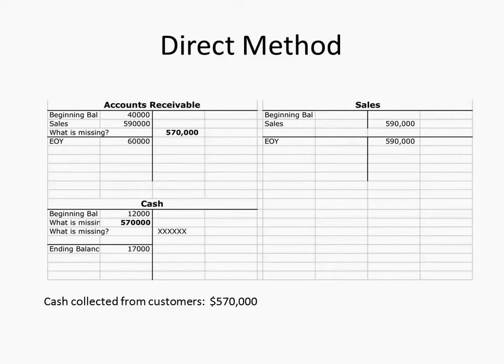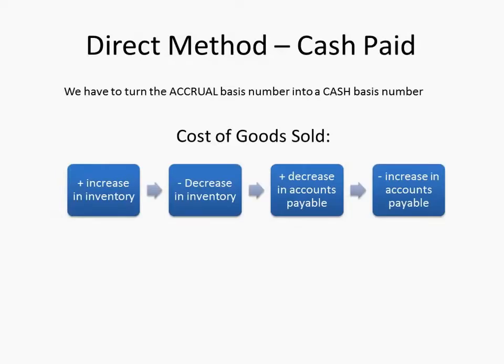So the next piece here, any questions on that? So direct method, you're taking each item on the income statement and you're putting it on what basis? Cash basis. Okay. So next, I have here cost of goods sold. I realize this should be changed. It should say cash paid for merchandise, or cash paid to suppliers. Something like that. That's what you're trying to get at.